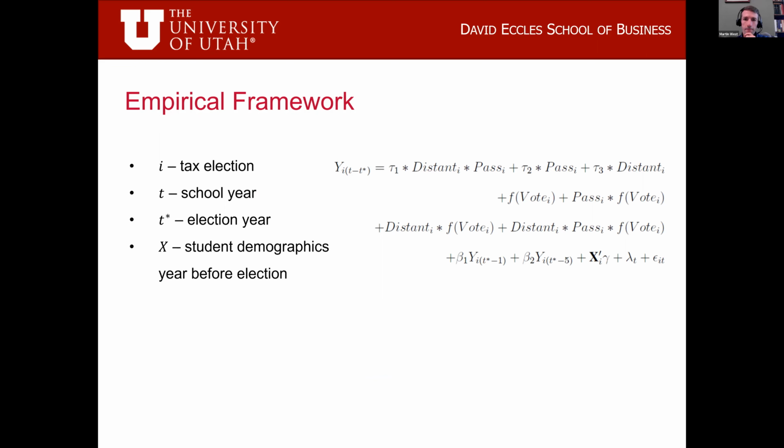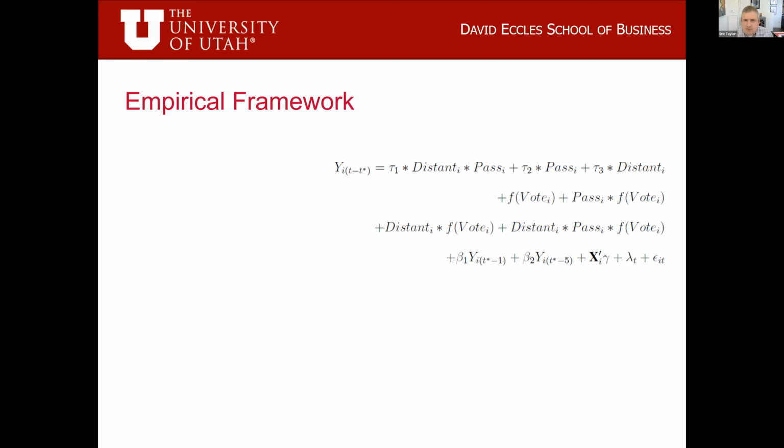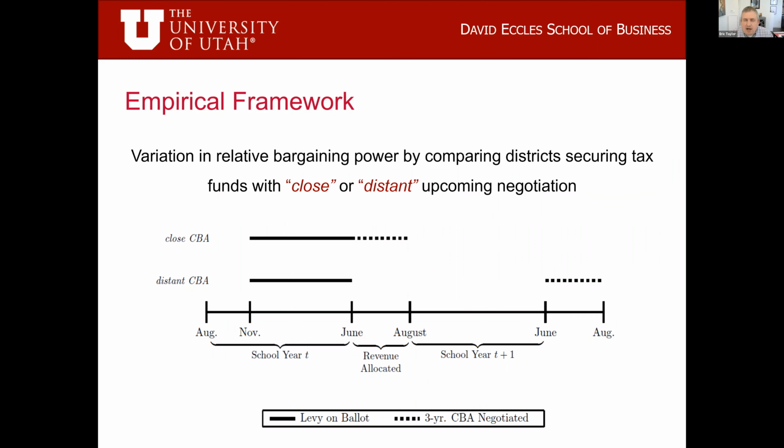Eric, you want to jump in? Oh, sorry. Yeah, two questions. One quick one. Are you using just a single point in time cross-section, like 1 year, or are you using the panel nature of districts going back for repeated levies?